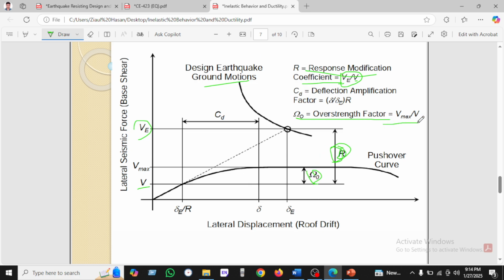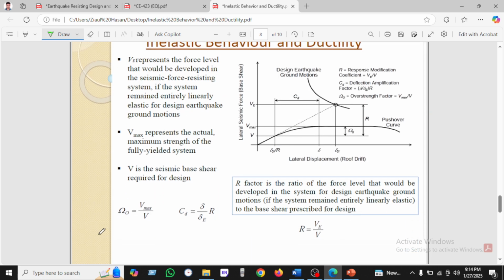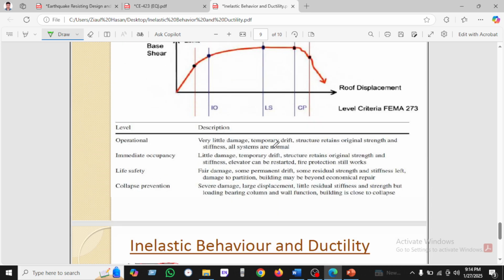which is B max divided by B, where B means the design earthquake, and Cd is the deflection amplification factor. Okay, so we can use the overstrength factor, and Cd is a deflection factor: if we find the deflection divided by the yield deflection and use the reduction factor, then we can find Cd, which is the deflection amplification factor. The same graph is given here.